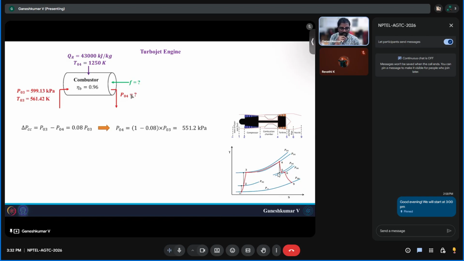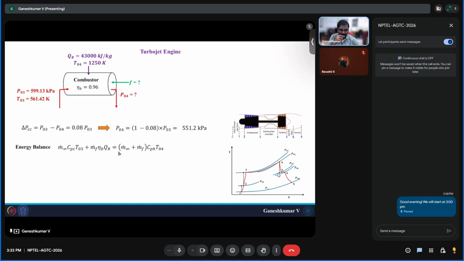Now, as I said, we need to find out the amount of fuel that we have to add to raise this temperature from 561 to 1250. So for that, we will do an energy balance, where the inlet has only m infinity, the mass flow rate of air, and CpC T03. So CpC T03 is the enthalpy with which the air is entering, and what I'm adding is a fuel, m dot F times some burner efficiency, so that we need to include, times the calorific value of the fuel. So this is the total energy content I'm adding as fuel. This is the total energy content that is entering as air.